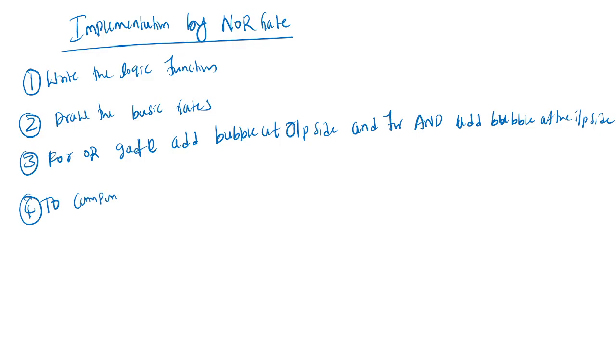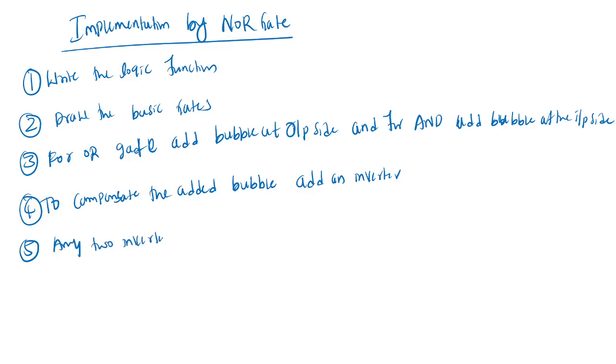And next, to compensate the added bubble, add an inverter. Okay. And if any two inverters are connected in series, remove both of them. Okay.